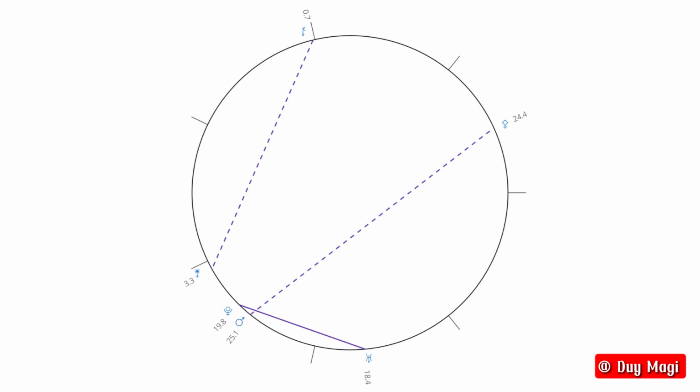Uranus septile 51.43 degrees to Pluto. Chiron biseptile 102.86 degrees to Juno. Pallas triseptile 154.29 degrees to Mars.